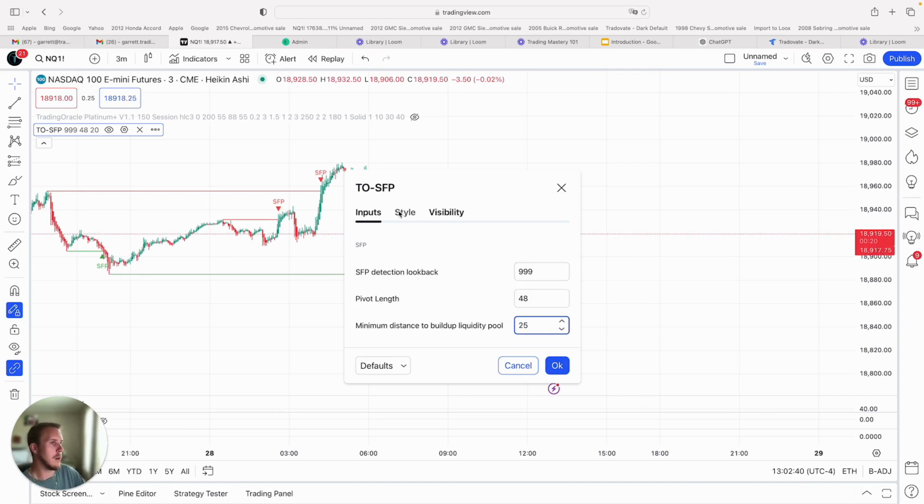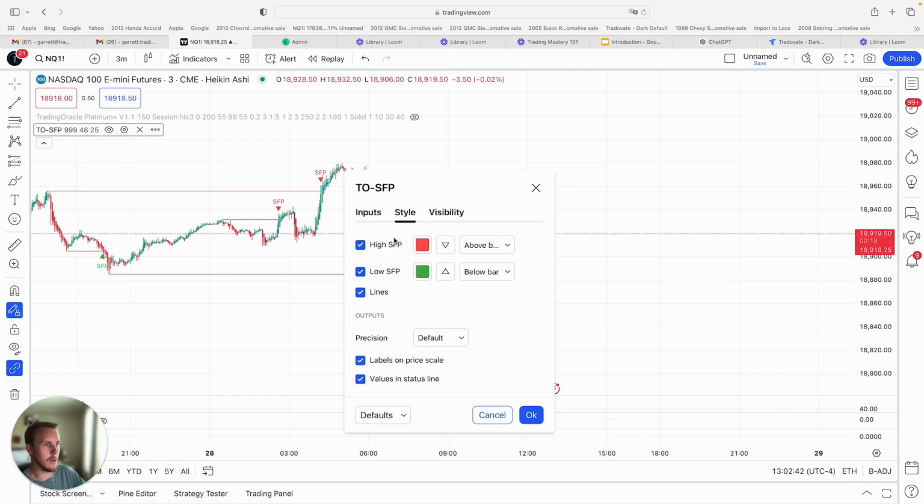As for the style, you can change it to whatever colors you want, whatever shape, and whether you want it above or below. You can do all that there.